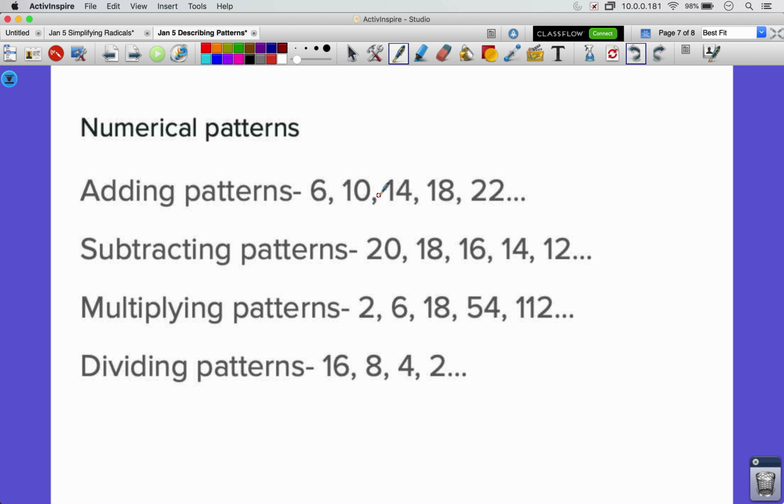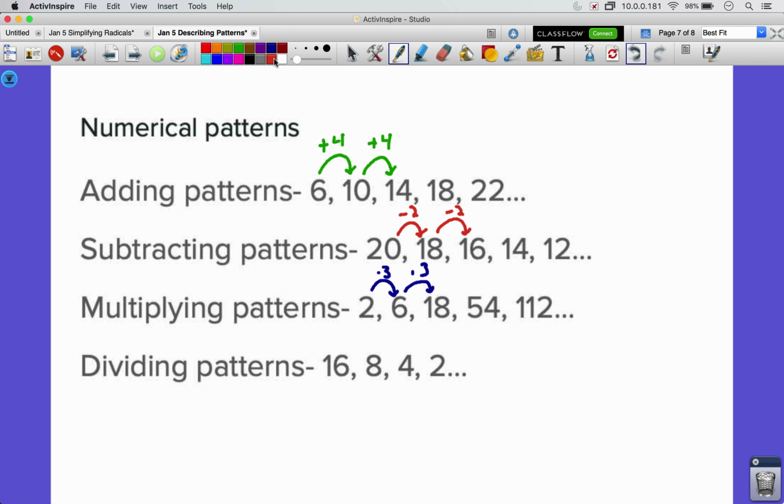So, speaking of sequences, we could also call those numerical patterns. We have 4 main types of numerical patterns or sequences. We can have adding patterns, where to get from one number to the next, you continually add the same amount each time. Should copy down this adding pattern here. You can have subtracting patterns, where we're continually subtracting the same amount each time. We can have multiplying patterns, where to get from one number to the next, you continually multiply by the same number. Here we're multiplying by 3 each time.